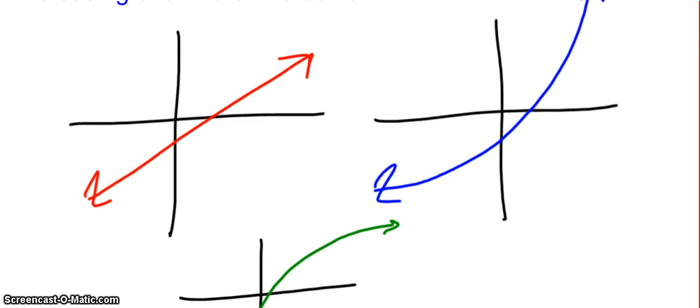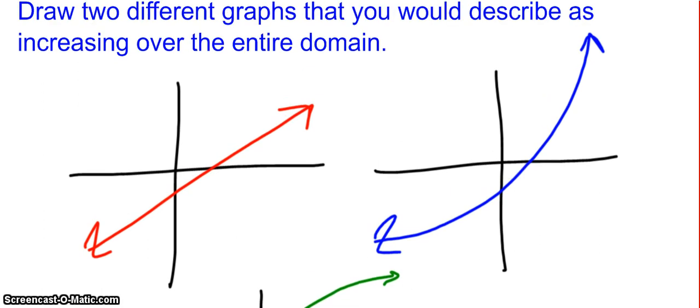Okay, so I actually drew three graphs. I'm a little bit of an overachiever here. I know everybody loves an overachiever, but I wanted to give a couple of different examples. So the first one I drew here, this is what we call a line, hopefully, and that is what I would describe as increasing the entire time.